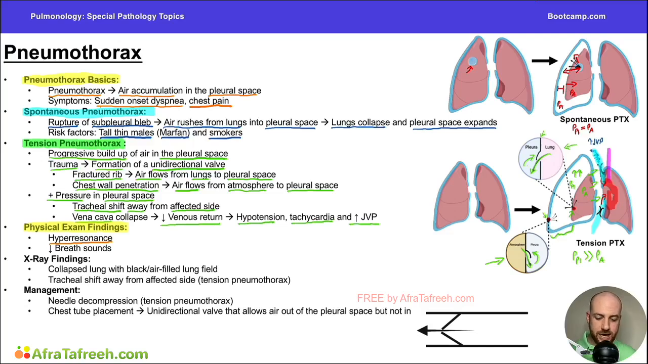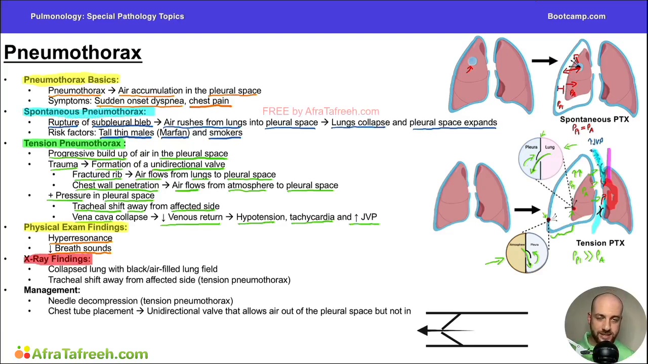Next, another very classic description is going to be decreased breath sounds. And often in question stems, they'll describe this as absent breath sounds, because in order to hear breath sounds, air needs to be going in and out of the lungs. But if the lungs are collapsed, then we won't hear any breath sounds on that side of the chest. Okay, so now let's move on to some X-ray findings.